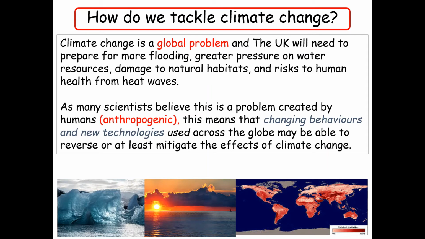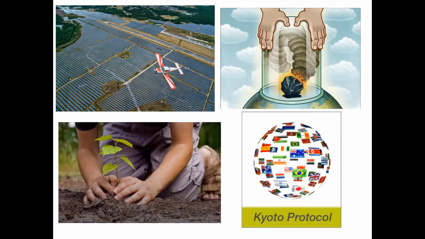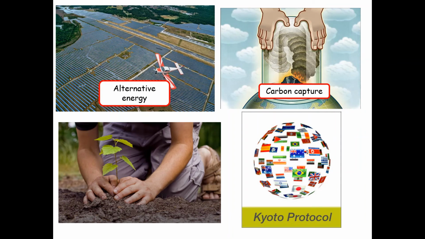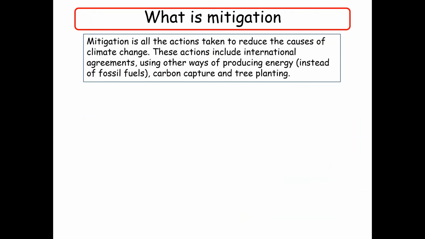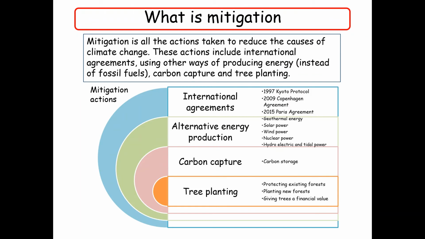Okay, so how can we change our behavior so that climate change isn't as much of a problem as it is today? Well, there's four main strategies to mitigate climate change. We can use alternative energy, we can capture carbon, we can plant trees, and we can sign international agreements. Okay, there we are, mitigation. So all the actions taken to reduce the causes of climate change, and there's the four main strategies that we need to know about with regards to mitigating climate change, making it less serious.